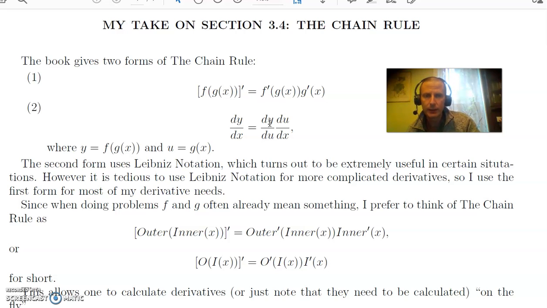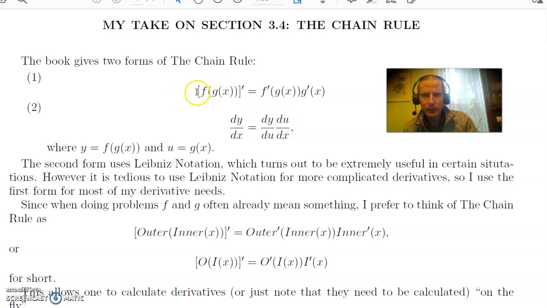That's part of why Leibniz notation is there for derivatives. Derivatives often behave like fractions. So in Leibniz notation, if you were to cancel these du's, you would just get dy/dx back out. So Leibniz notation definitely has its uses, and you need to be aware of it. However, when it comes to doing the chain rule on more complicated problems, Leibniz notation gets very tedious to use.